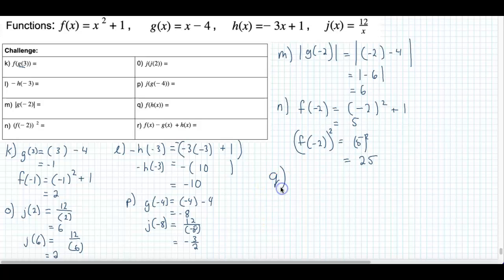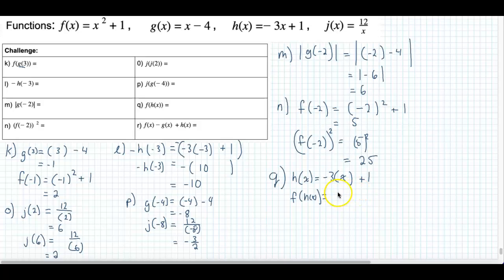So Q, here we are. F of h of x. Well, let's find out what h of x is. We know h of x is, as it says given here, negative 3 times the input plus 1. Well, our input's just x. So we want to find out what f of h of x is, right? I didn't need to even write that first step.